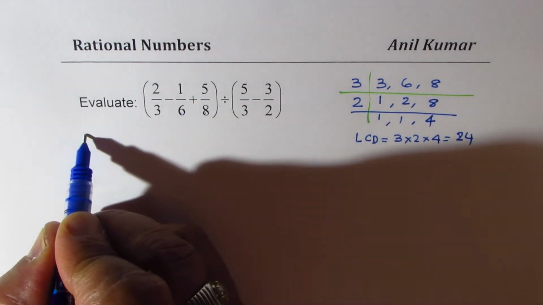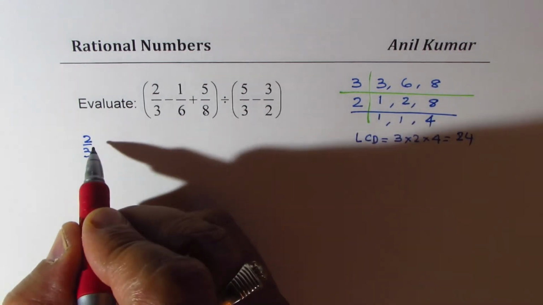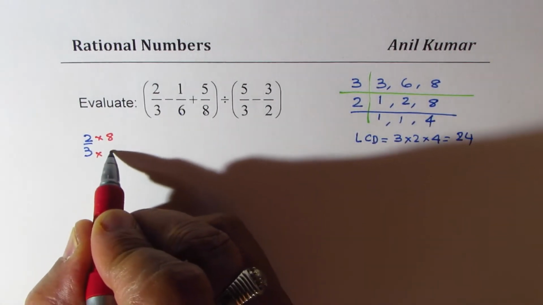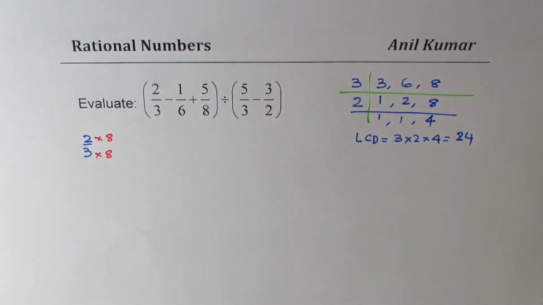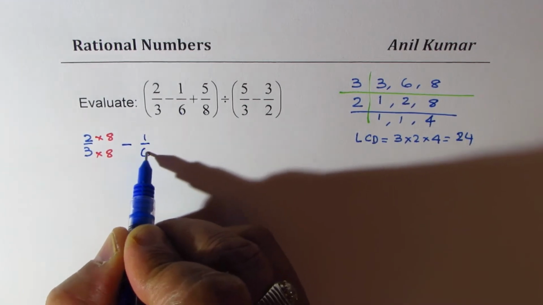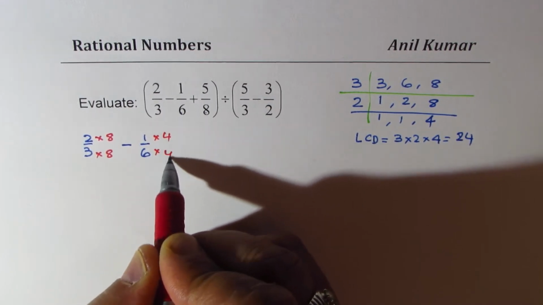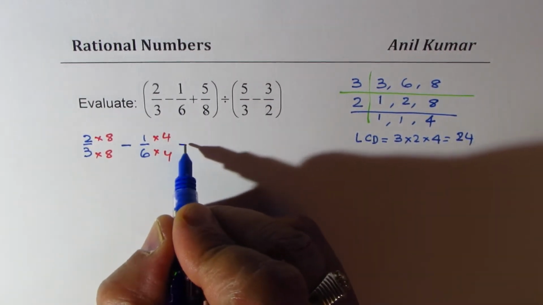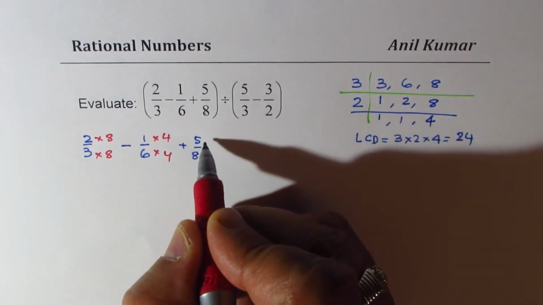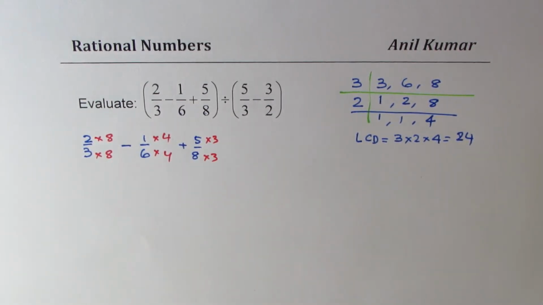So how can we make 2 over 3 with a denominator of 24? That is possible if you multiply both of them by 8, right? So multiplying numerator and denominator by the same number will not change the number. Now the next number we have is 1 over 6. To get 24, I have to multiply both by 4. Do you get it, right? And then we have plus 5 over 8. To get 24, I have to times them by 3. Do you see that? That is how we did our operation, correct?